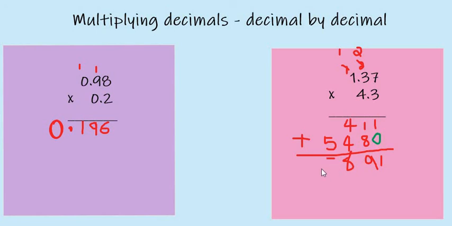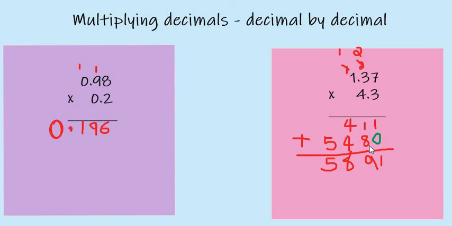Now the question is, how many digits should we have to the right of our decimal point? In the first number, we had 2 digits. That's 1, 2. And in the second number, we have 1. So in total, we have 3 digits after the decimal point. And let me repeat, we only do this for multiplication. For addition and subtraction, we keep the highest number of decimal places that we see in any number.